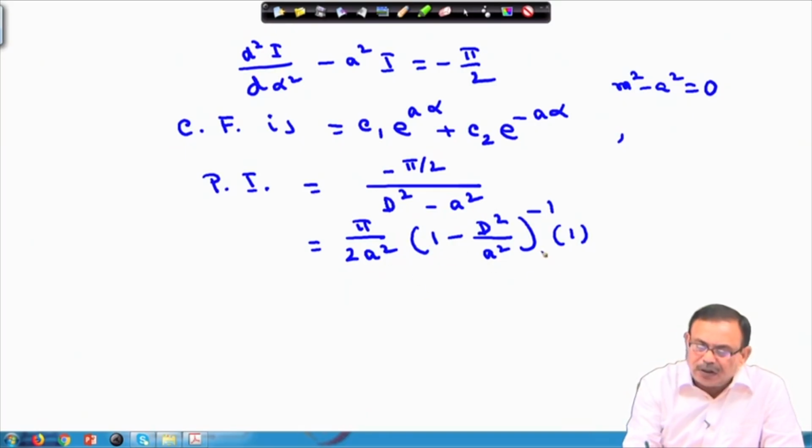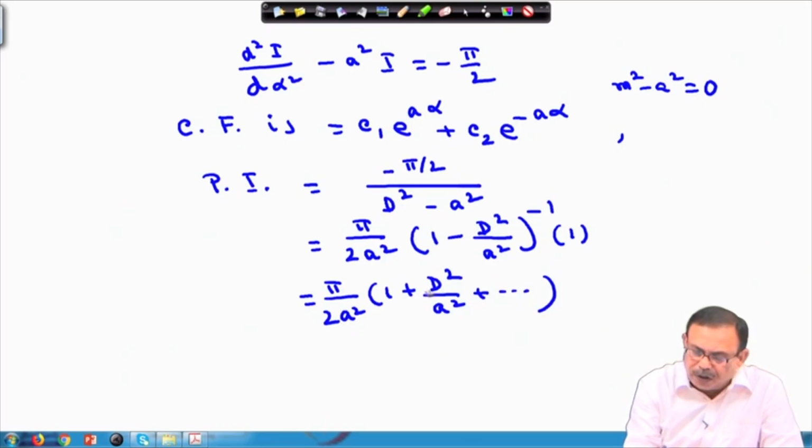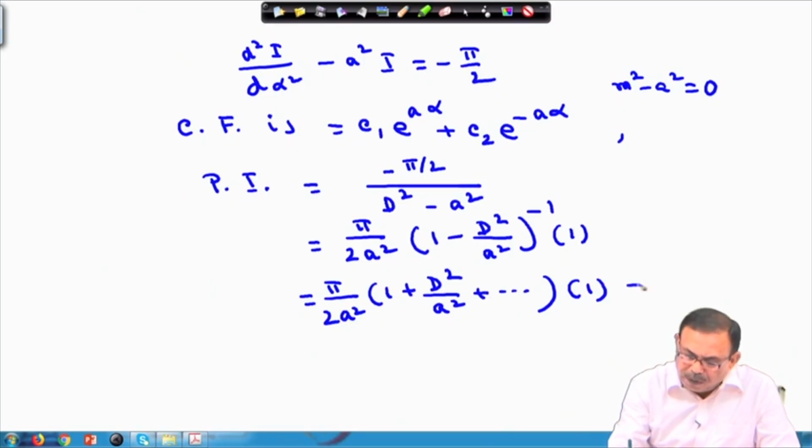Now, I can expand this, 1 minus x whole to the power minus 1. So, if I expand it, I will obtain pi by twice a square into 1 plus D square by a square plus, I am not writing other terms, because D square of constant will become 0 of 1. So, D square of constant is 0. So, I do not have to write down further. So, this value will be simply 1 will come here, because other terms will become 0. So, you are obtaining pi by twice a square.